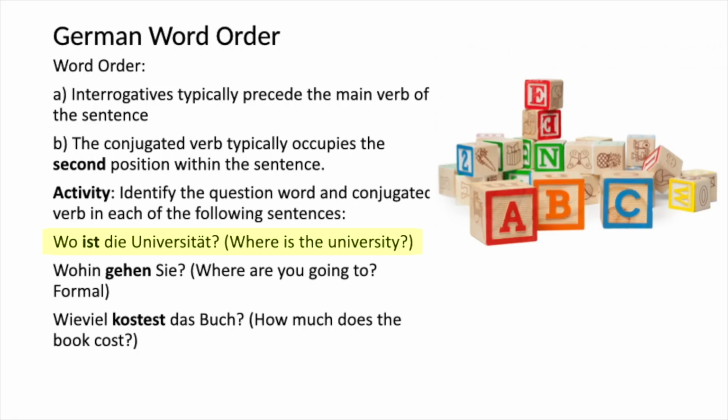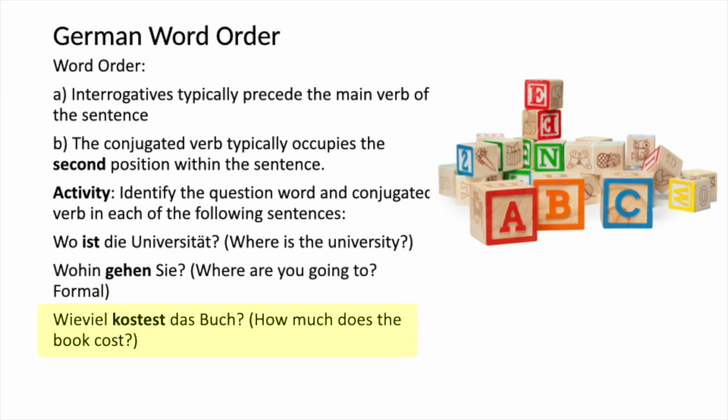If we have a very simple question like wo ist die Universität? Where is the university? Within English also, we find the interrogative word where, wo, at the beginning, the conjugated verb is or ist in the second position, and then the subject, die Universität, or the university at the end. So too, we can ask, where are you going, formally? Wohin gehen Sie? Gehen is in the second position.